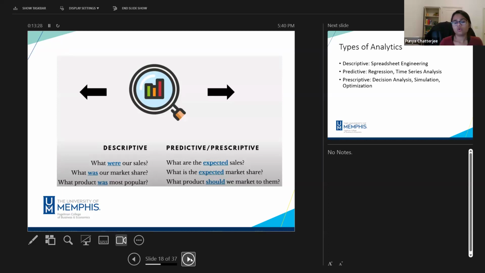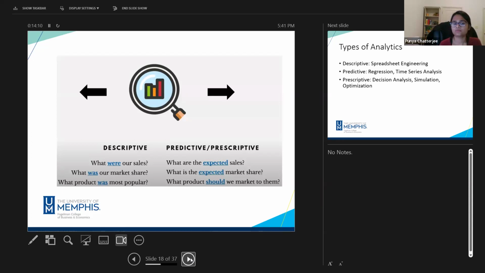Now, the third question is, what product should we market? So what product should we market to the consumers? Based on your expected sales for products, expected market share, and your descriptive analytics from the past, now you're answering the question of what product should we market. This is something that you're prescribing to your manager. You're giving a prescription that this product is probably going to be the most optimal or most profitable to market to the consumer. So to answer this question, you will be using prescriptive analytics tools.